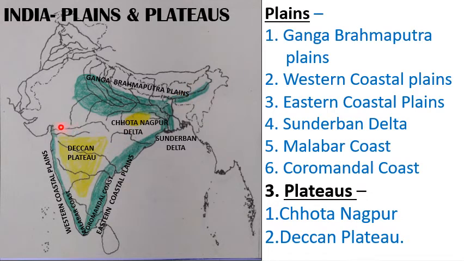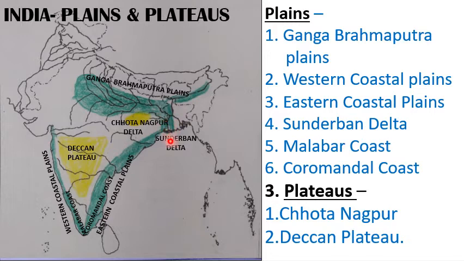Then western coastal plains on the western side of India, between Western Ghats on the eastern side and Arabian Sea on the western side. Eastern coastal plain on the eastern side of southern India, between Eastern Ghats on the western side and Bay of Bengal on the eastern side. Sundarban Delta, the largest delta of the world, formed by river Ganga and Brahmaputra.